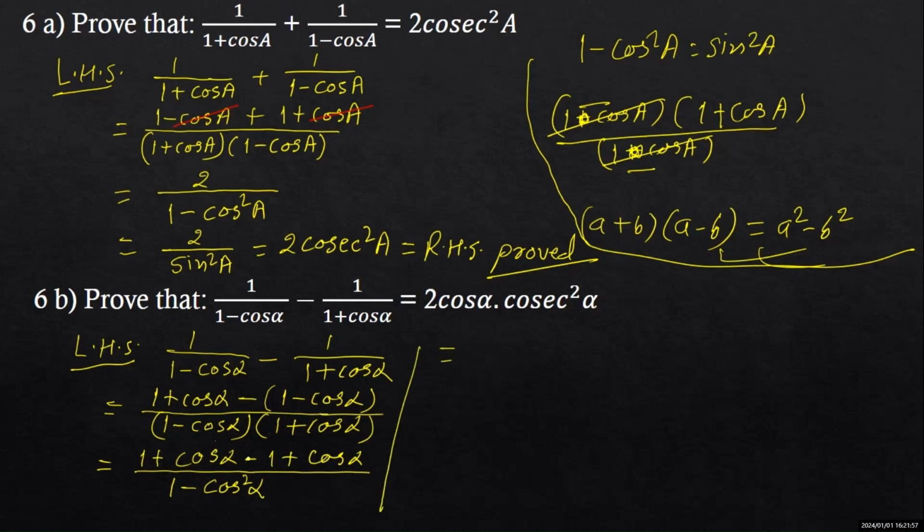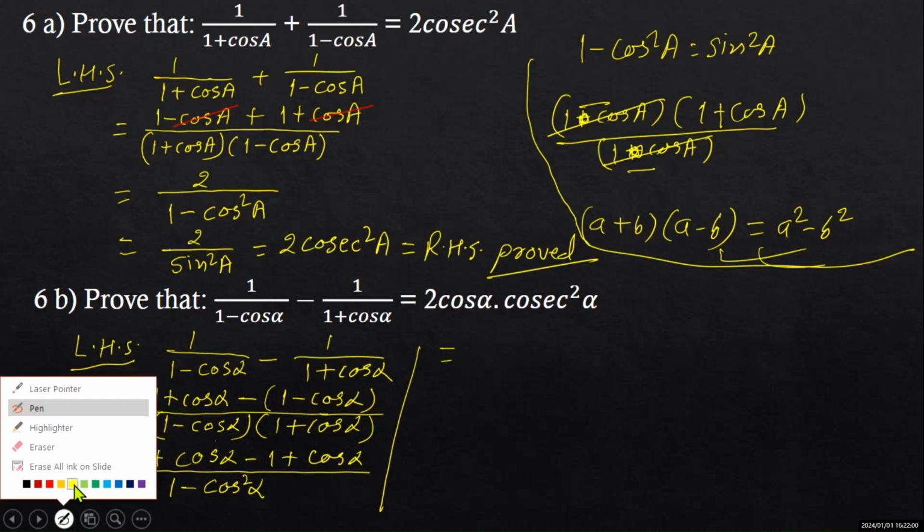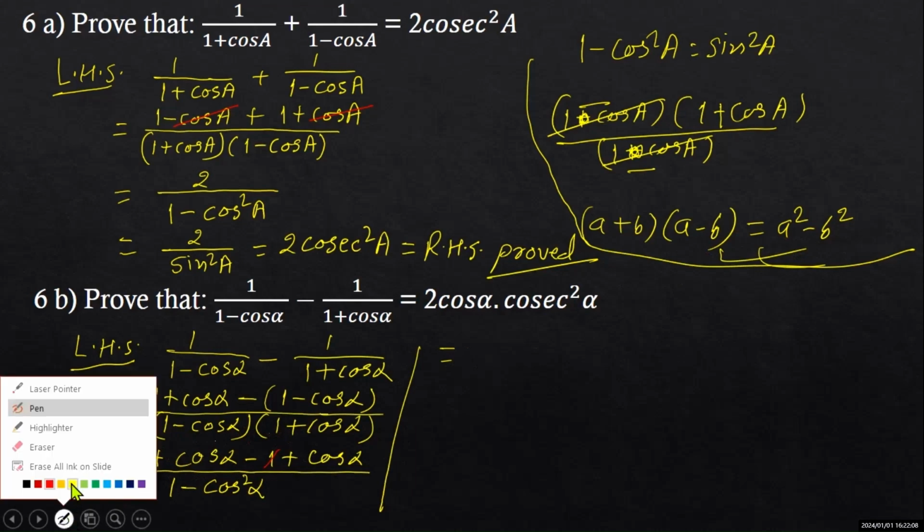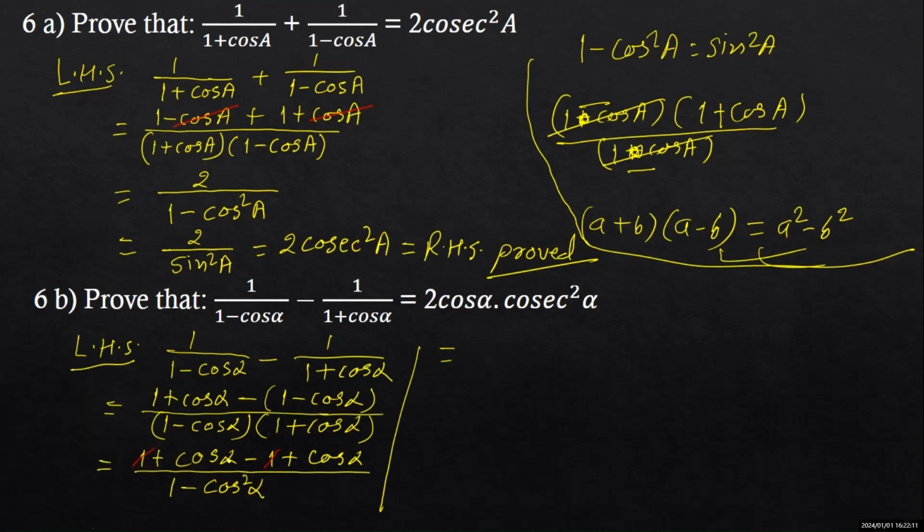And this is equal to, in numerator, plus 1 and minus 1 equal to 0. They are cancelled. Now there is cos alpha plus cos alpha. Both have the same sign. They should be added. 1 cos alpha plus 1 cos alpha becomes 2 cos alpha upon, in denominator, 1 minus cos square alpha. It becomes sin square alpha. 1 minus cos square alpha equals sin square alpha.